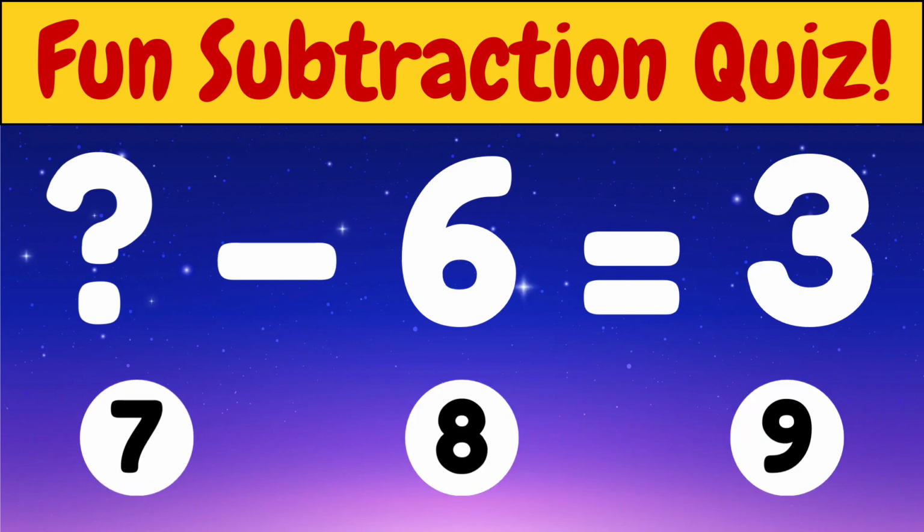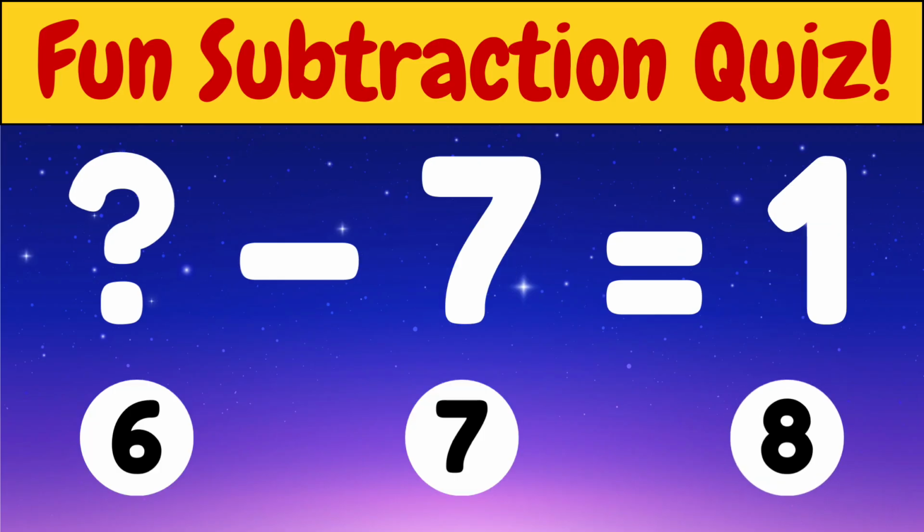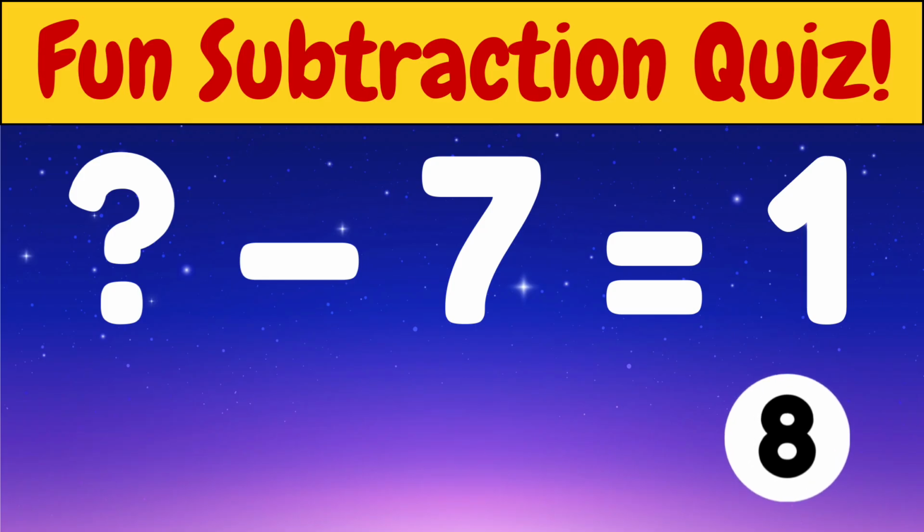Blank minus 6 equals 3. Let's find the right answer. The correct answer is 9. Blank minus 7 equals 1. Let's find the right answer. The correct answer is 8.